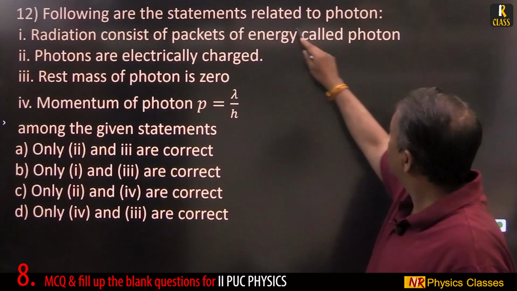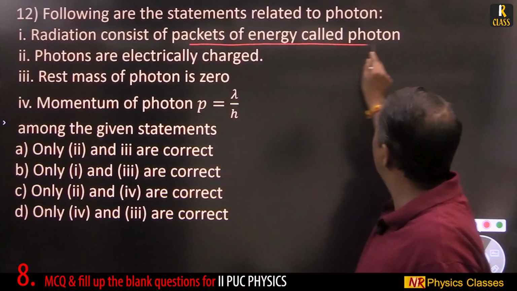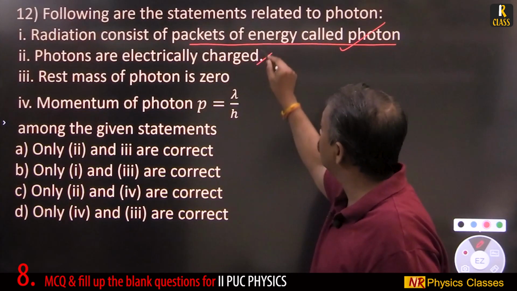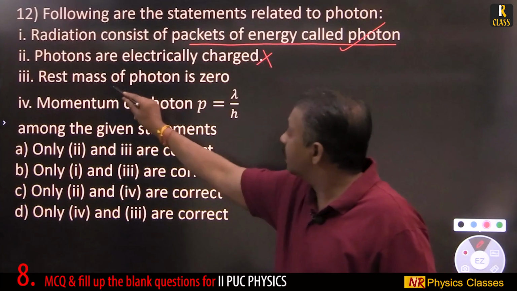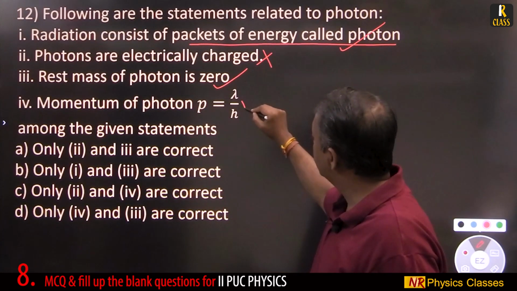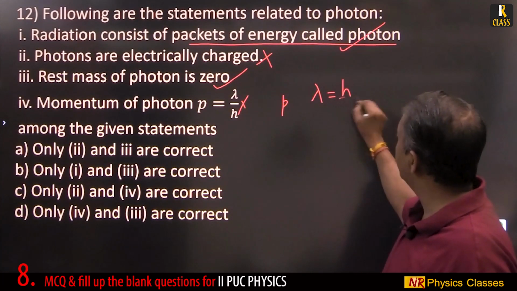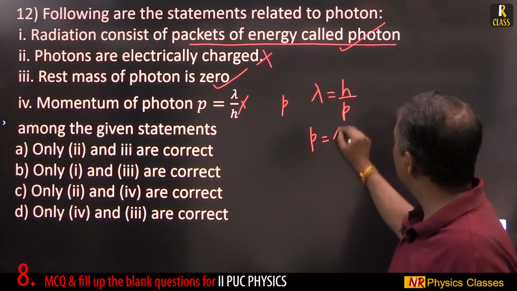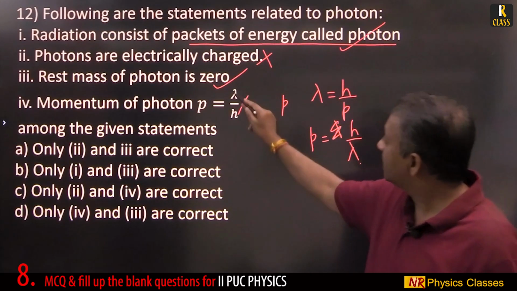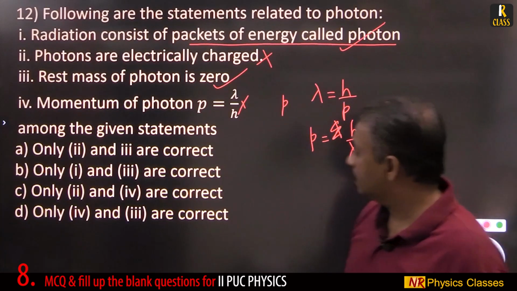Following are the statements related to photon. Radiation consists of packets of energy called photons. True. Photons are electrically charged. No, they are electrically neutral. Rest mass of photon is 0. Momentum of photon is zero? No. Recall lambda equals h by p. Therefore, p equals h by lambda. So only the first and third are correct.